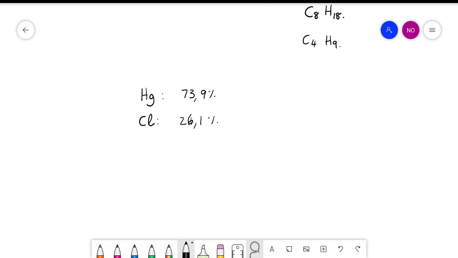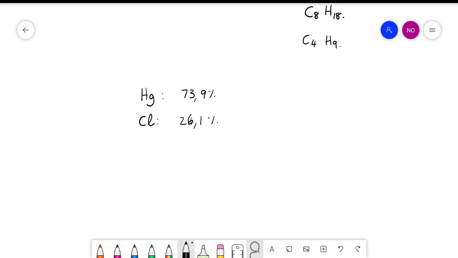They bonded together. We don't know how. 2 tot 1, 1 tot 2, 5 tot 9. We don't know. We just know that in that compound, 73,9% is mercury and the other 26,1% is chlorine. Dit kan 1 wees teen 2 of wat ook al. Ons weet nie. Okay, almal by.